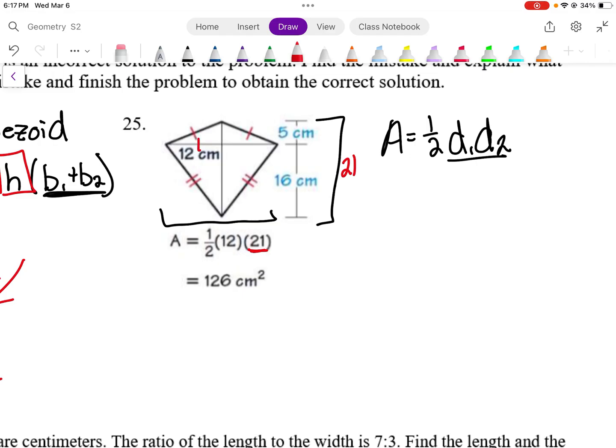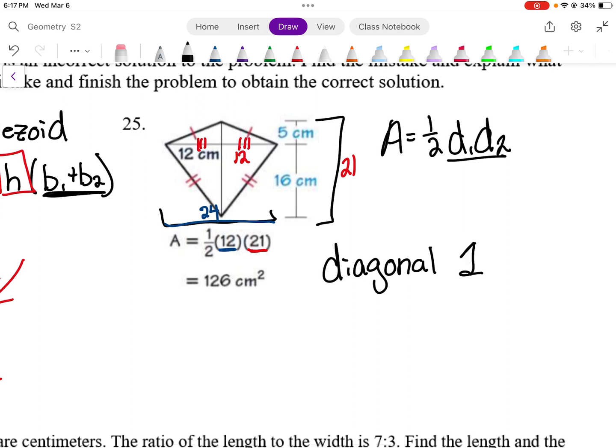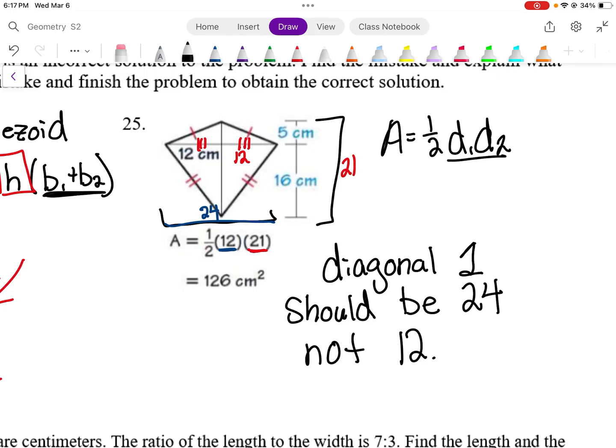And then going horizontal, remember the shorter diagonal of a kite is cut in half. So each of these would be 12, making the entire diagonal 24. And if we looked, they only used 12 as the first diagonal. So your explanation could be diagonal 1 should be 24, not 12. So something along those lines.